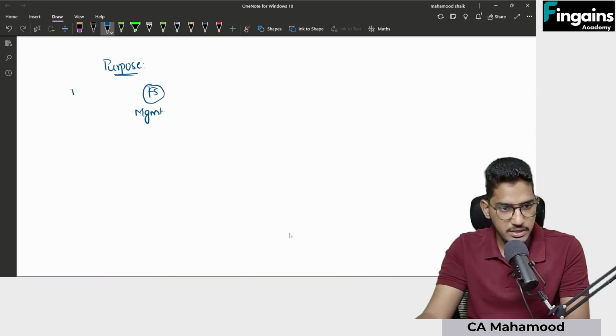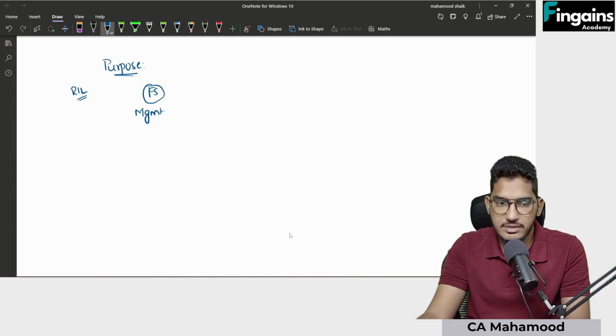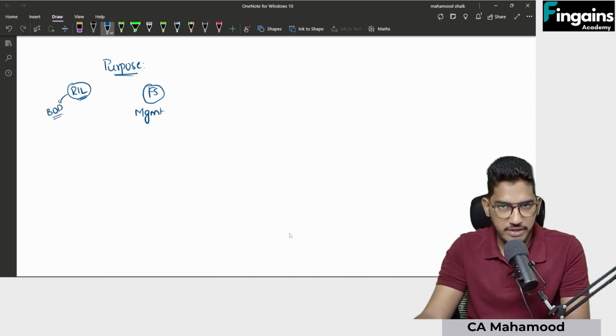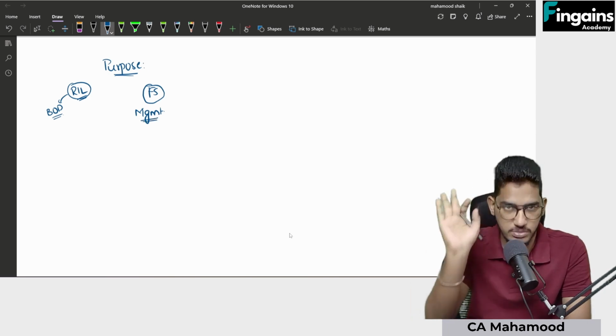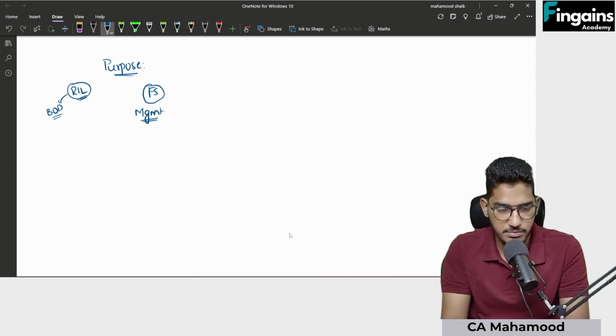Let us take for example Reliance Industries Limited. When I say management of Reliance Industries Limited, who will come in the definition of management? The board of directors will come in the definition. So Reliance Industries Limited shall prepare financial statements. Who will prepare those financial statements? The management, that is the board of directors of the company, will be responsible for preparation of the financial statements.